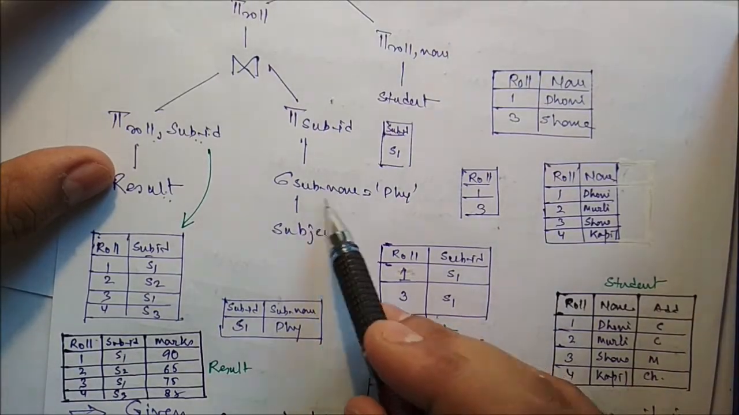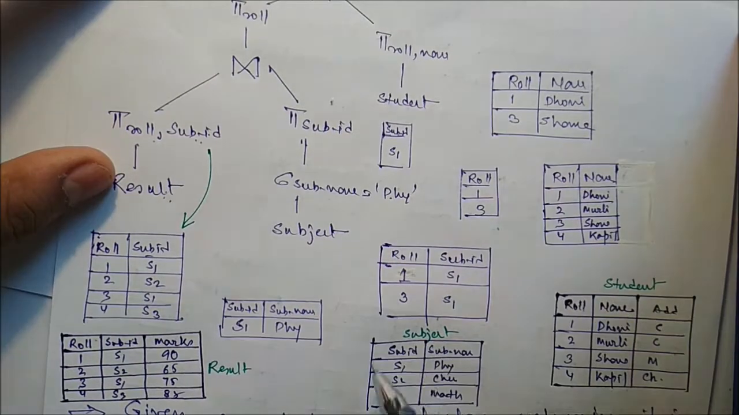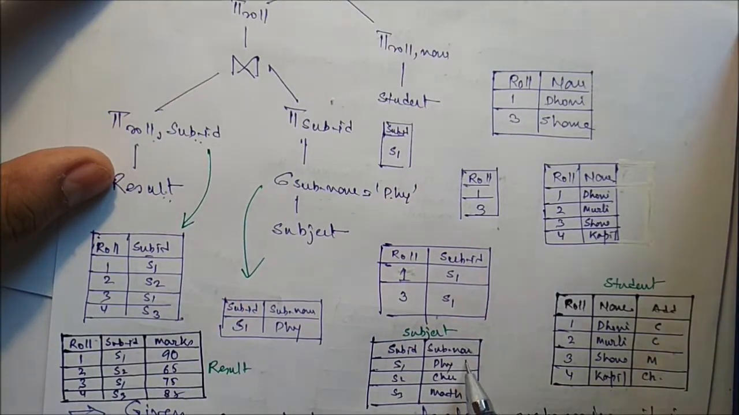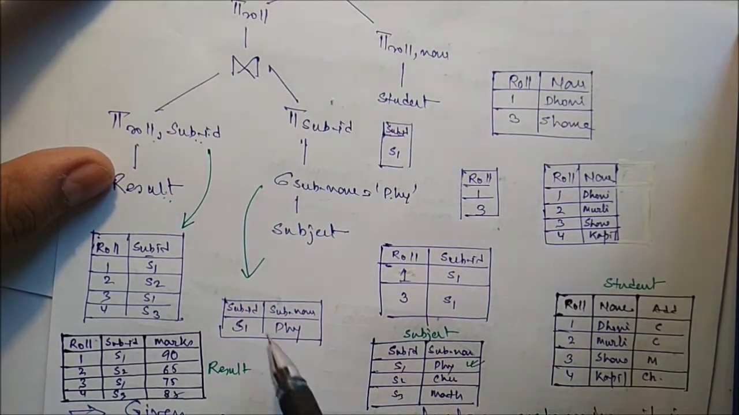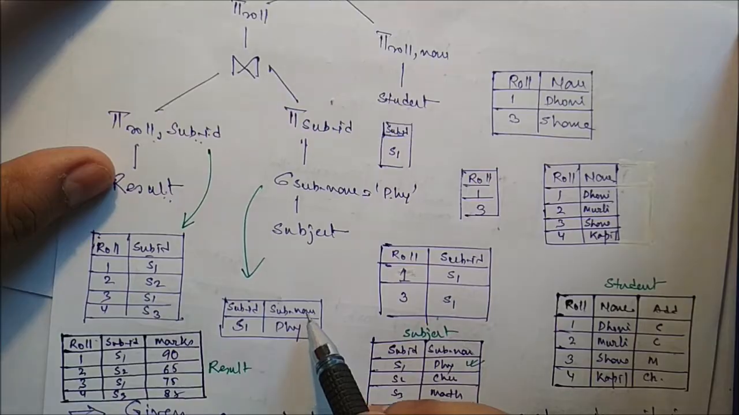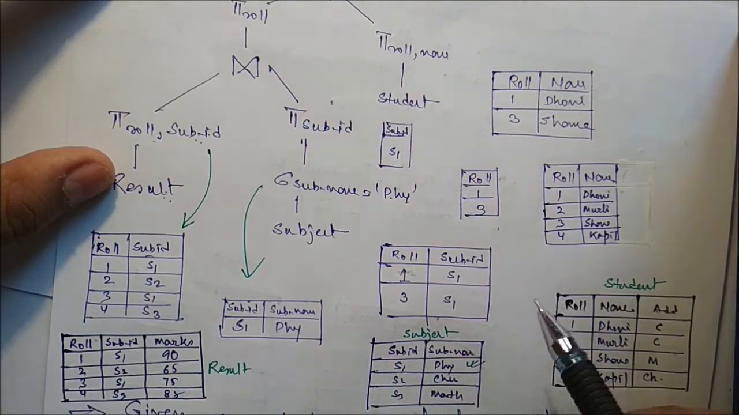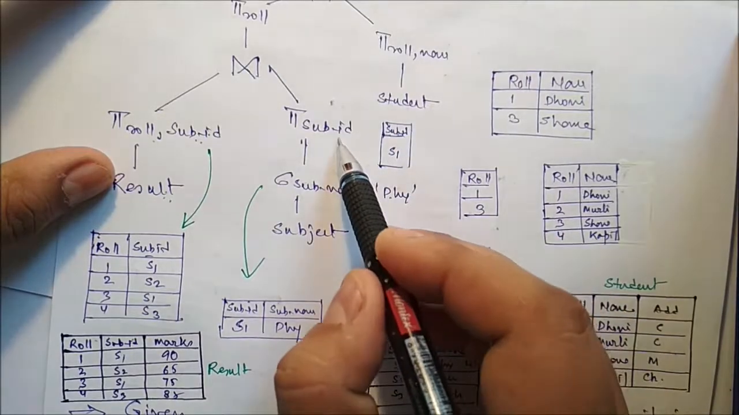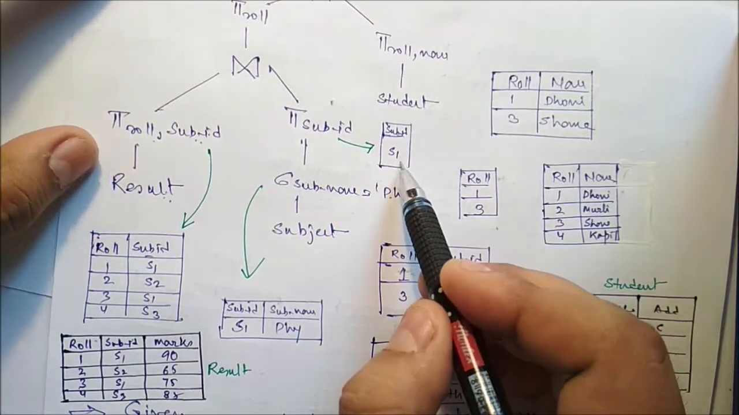From the subject table we need only the physics subject. So we need only this particular row, this particular record, and after that from the subject table we need only the subject ID, because the subject name is not required. So here we need only the subject ID. This is our intermediate result, subject ID S1.